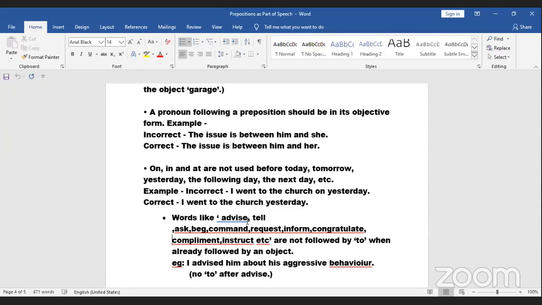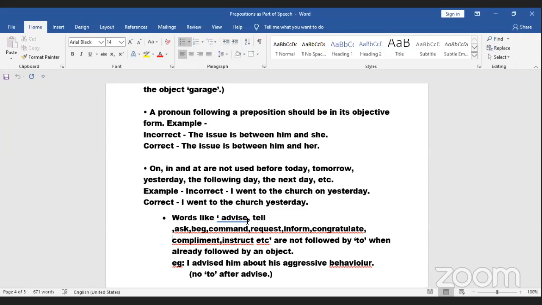I advised him. I'll never use "advised to him" or "told to him." It is told him, requested him, commanded him, informed him. It is never "informed to him." "I informed to my teacher" is wrong. I informed my teacher. Whenever there is an object after these kinds of verbs, we do not use to. It is a common mistake, especially among us Indians. I congratulated him. It is never "I congratulated to him" or "complimented to him."